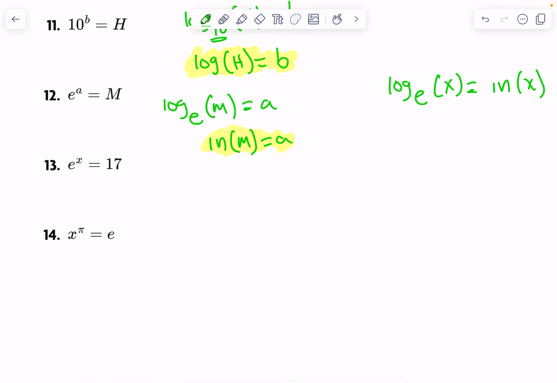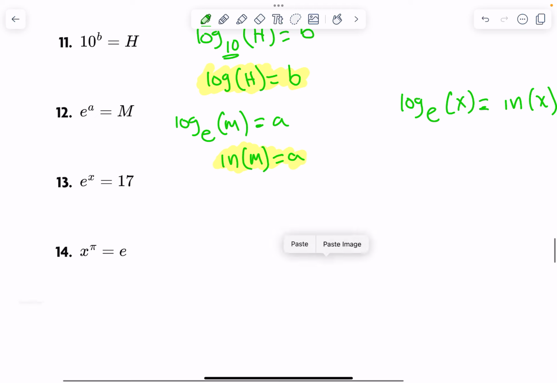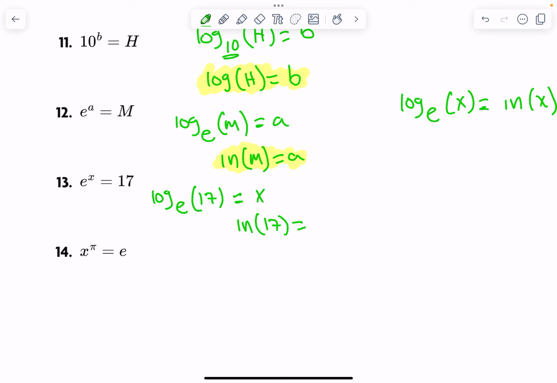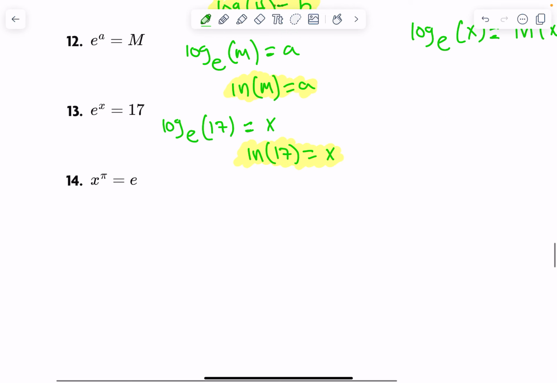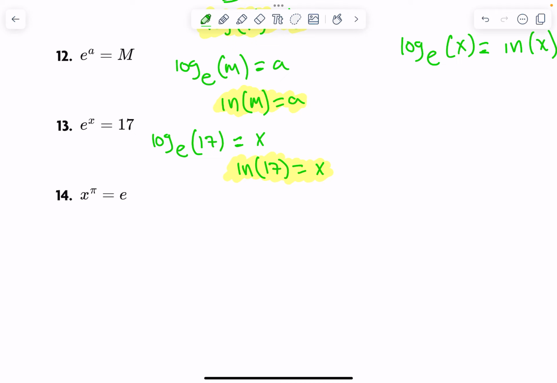Let's talk about 13. So again, we have e to the x equals 17. So what's your base? My base is e, so log base e of 17 equals x. Now it's important to note, again, we have a base e, so this is ln of 17 equals x. Very nice. And then last but not least, what's my base here? My base is a variable, which is totally fine. Do not be scared. Log base x of e equals pi. Okay, this is totally fine. This can be your final answer.